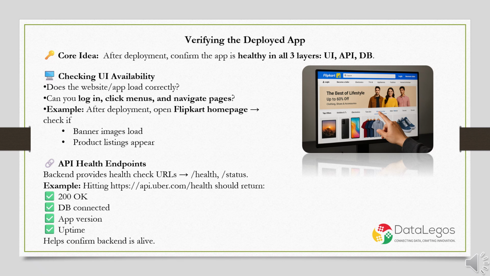For example, after deployment, open the Flipkart homepage. Do banner images load properly? Do product listings appear? This step ensures the app is visually accessible and functional for users.